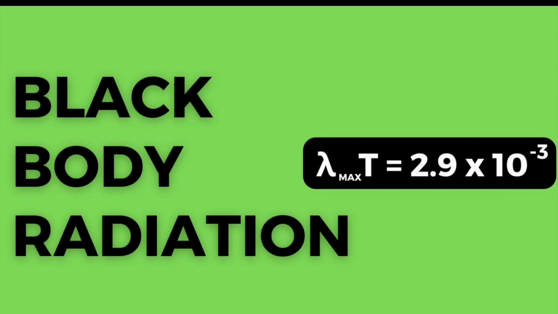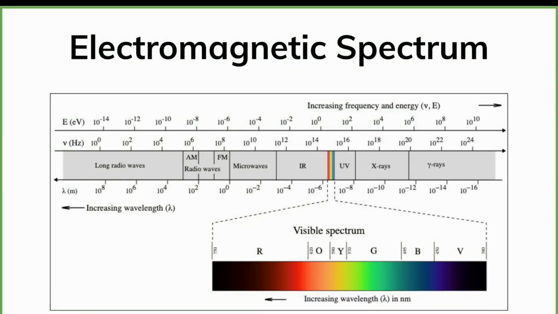In this video, we're going to learn about the concept of blackbody radiation and use Wien's displacement law to make some calculations with it. So blackbody radiation is related to the electromagnetic spectrum. And so a quick review, this is a diagram of the electromagnetic spectrum. And so electromagnetic waves are classified based on their wavelength.